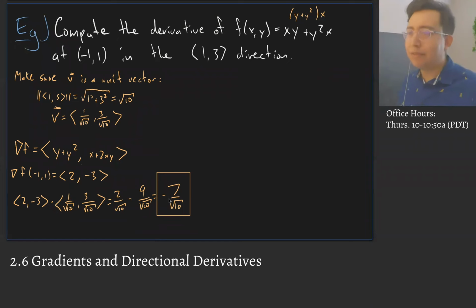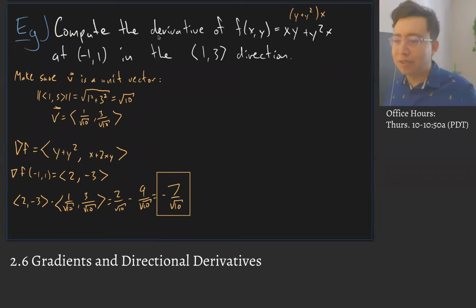And so I want to highlight a little bit about what this represents geometrically. I want to draw a little picture, and then I also want to switch to GeoGebra at some point. So you have your coordinate plane. Okay. And we're at the point (-1, 1). So we're right here.